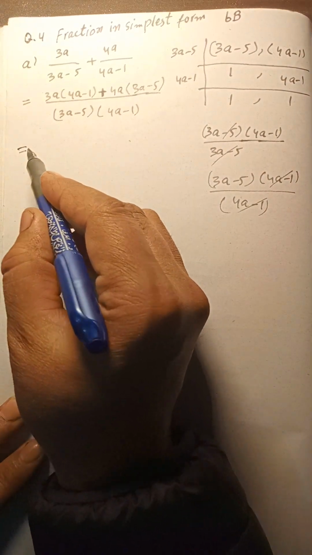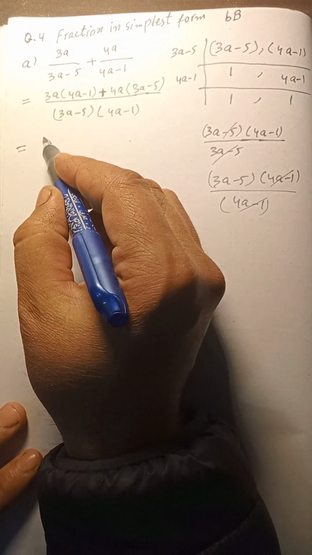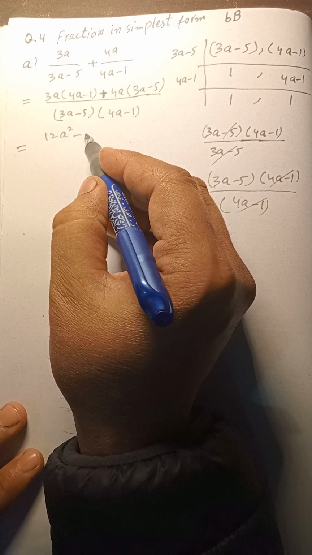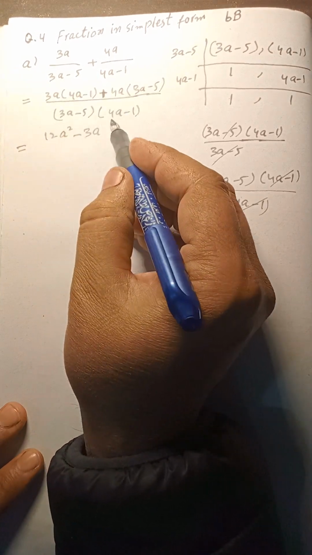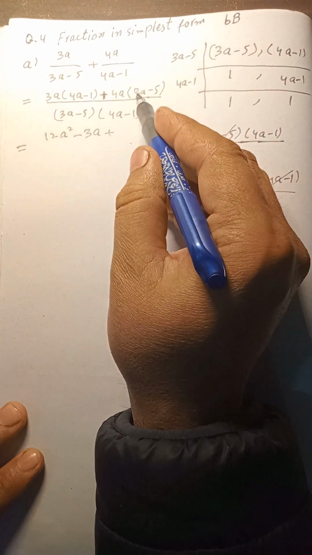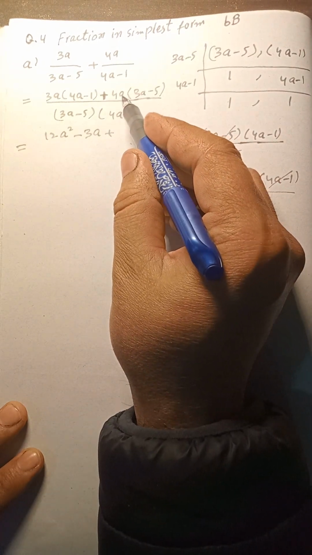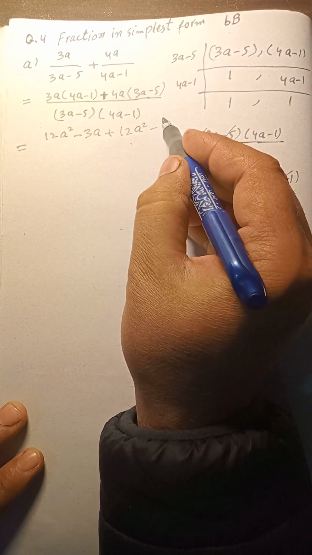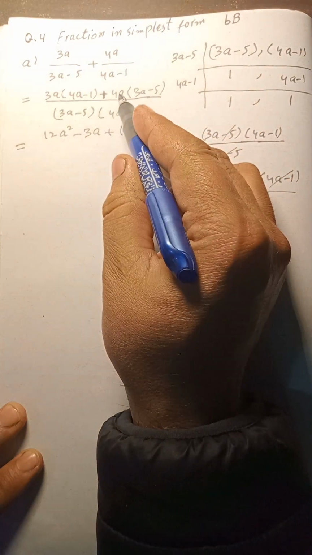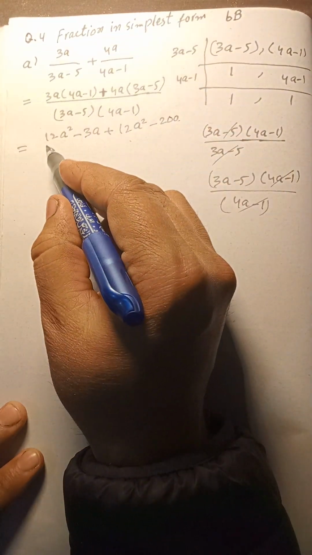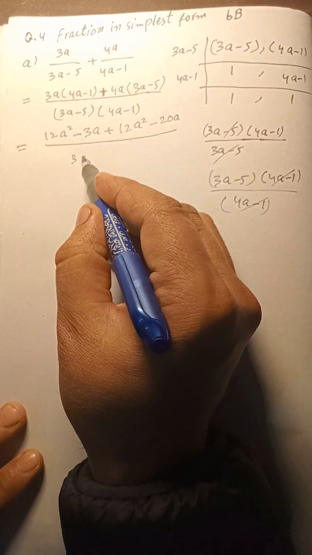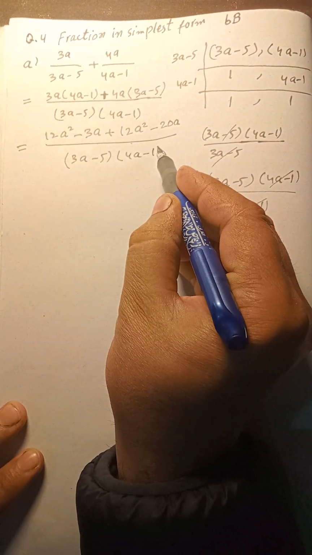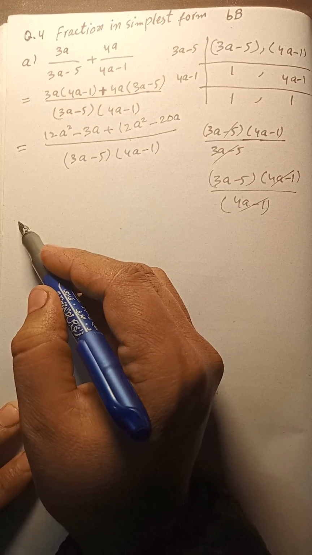Now in the next step we have to multiply these. 3 4s are 12, a square; a multiplied by a square minus 3a multiplied by 1, 3a. Then plus 4a: 4 multiplied by 3, the answer is 12, and a multiplied by a square, and 4 multiplied by 5, 20, and a will be there. In the denominator we will write 3a minus 5 and 4a minus 1. It will be written as such.